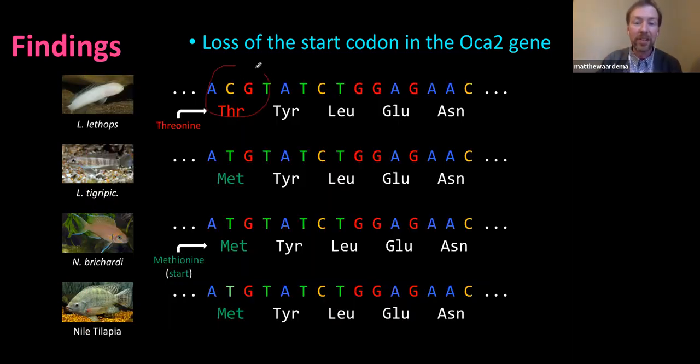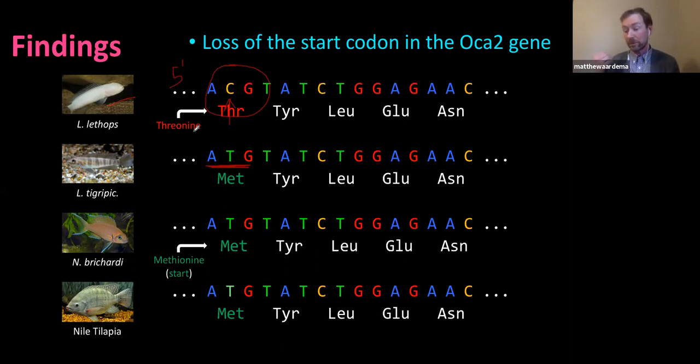There we go. All right, so this SNP, this single nucleotide polymorphism right here, this is in our lithops, and in all our other species, we have a T. This is the start codon for the OCA2 gene. So this is the 5' UTR here, and this is the very first exon of this gene. And so this simple single nucleotide mutation from a T to a C basically gets rid of the methionine, which is our start codon, and replaces it with a threonine.